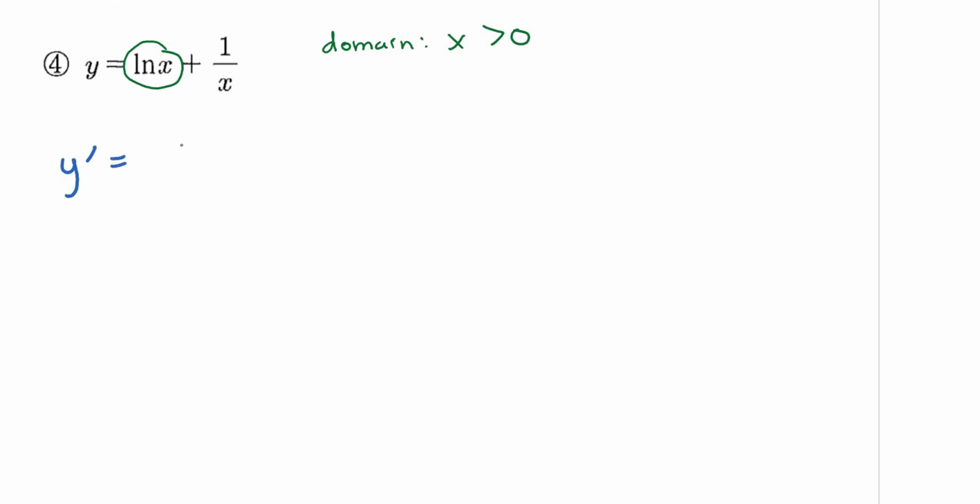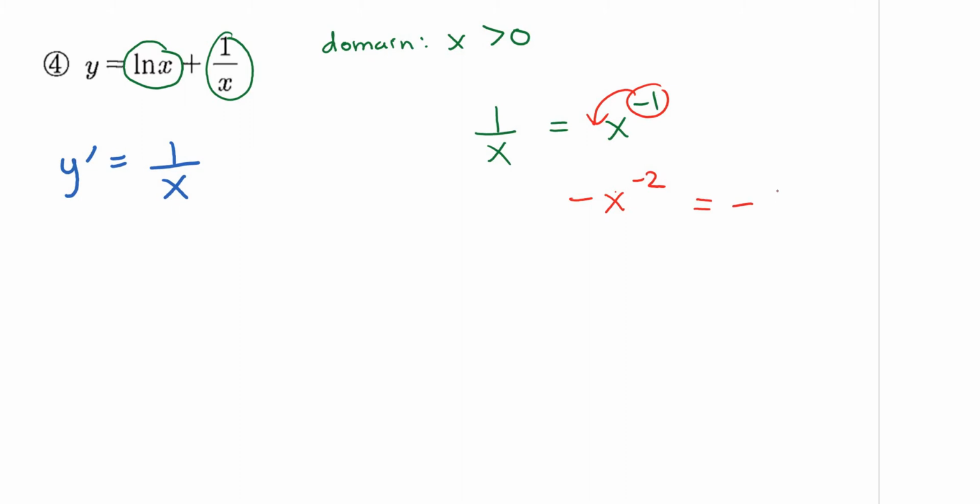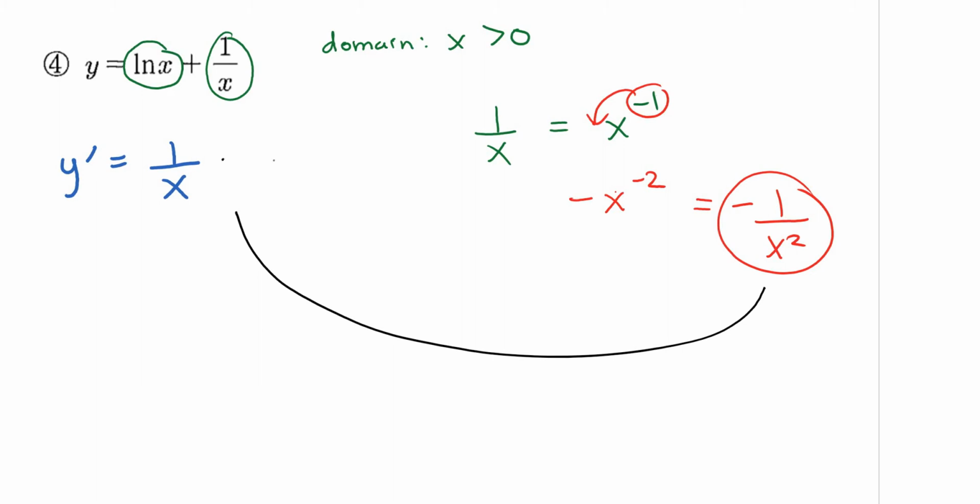So y prime would be, well, the derivative of ln x is 1 over x. And then this expression right here, 1 over x, is the same thing as x to the power -1. If I take the derivative, the -1 comes out to the front, so it would be negative x to the power of -2. So I can write that as -1 over x squared as my derivative. So let's move that over here now. My derivative of that would be -1 over x squared.